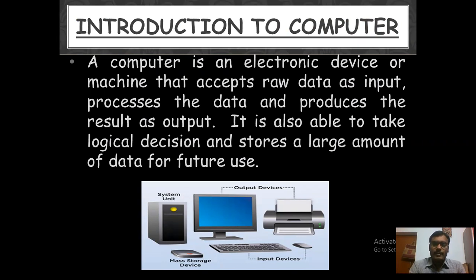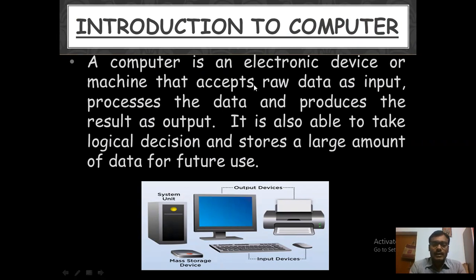A computer is an electronic device or machine that accepts raw data as input, processes the data, and produces the result as output. It is also able to take logical decisions and stores a large amount of data for future use. So students, this is the perfect definition of computer. You can use this definition in standard 6, 7, 8, 9, or 10.